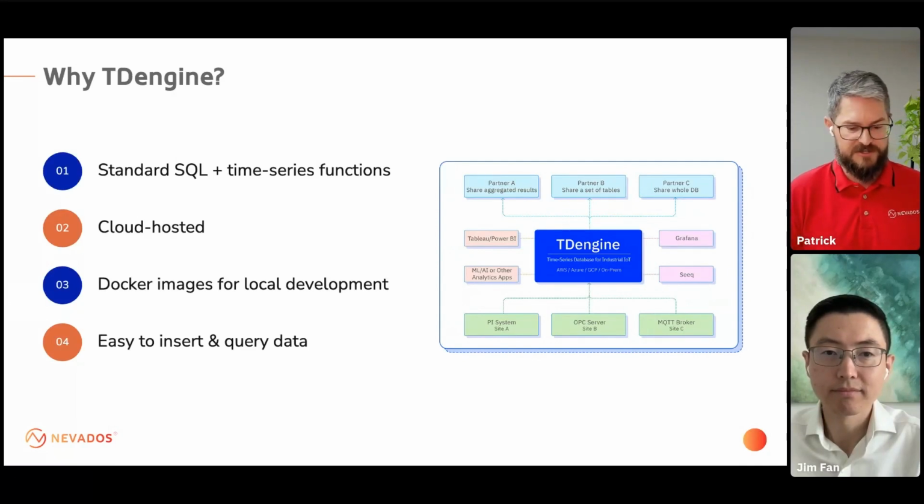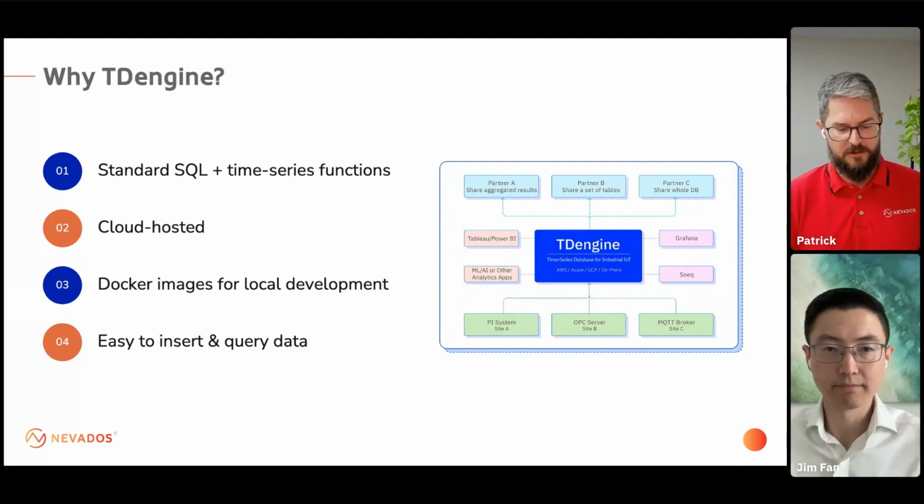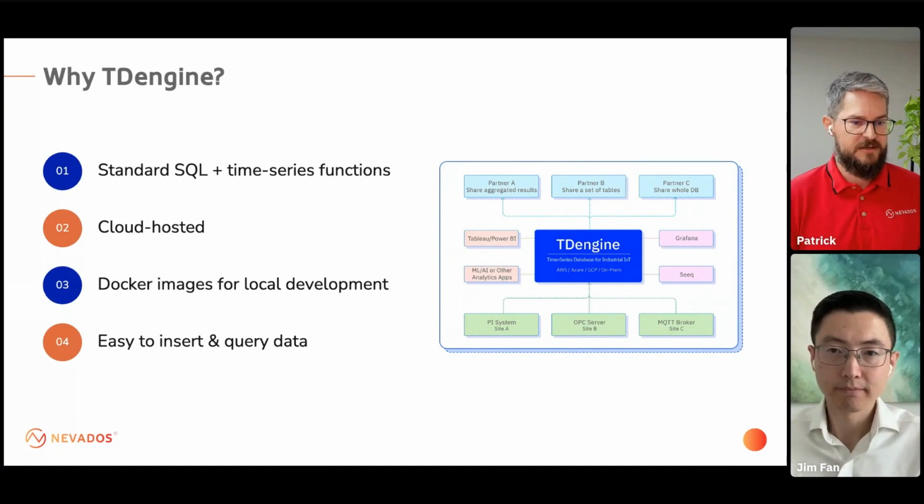So we definitely pulled those in, started Docker Compose, connected to MQTT, and got the data directly into our local systems. So you can experiment with it and experiment with queries and everything locally. And it was super easy to get data in there.